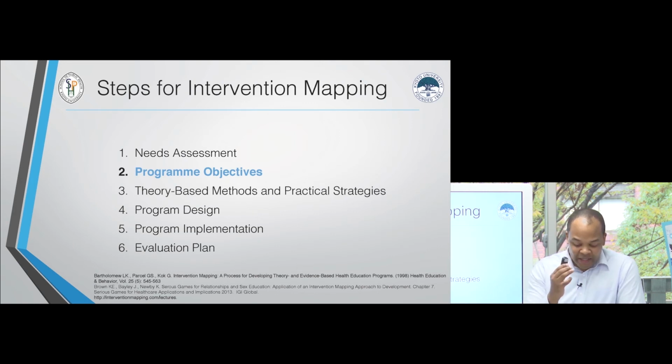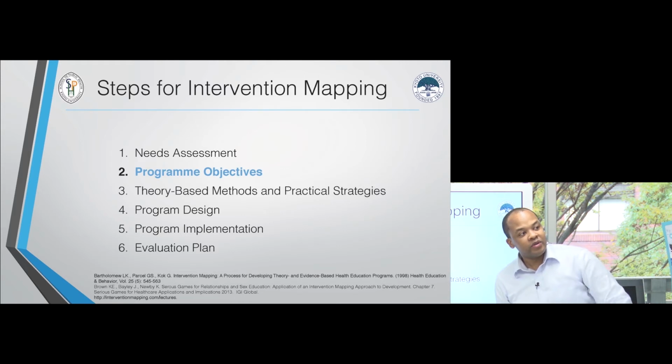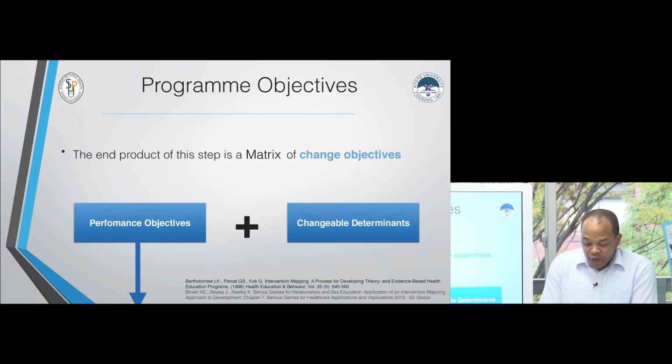So the most important things to underline in needs assessment is involving stakeholders and involving their consumer, the people who will use the intervention. So next is program objectives. So we need to set program objectives. And in program objectives, actually, the end goal, the end product of this step is a matrix of change.